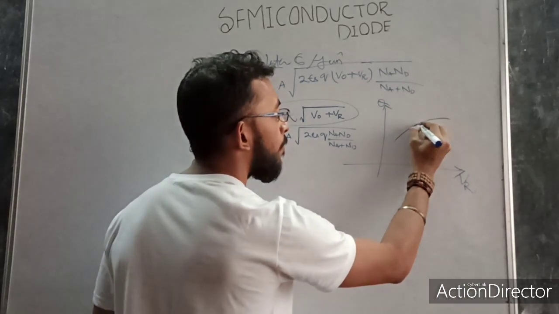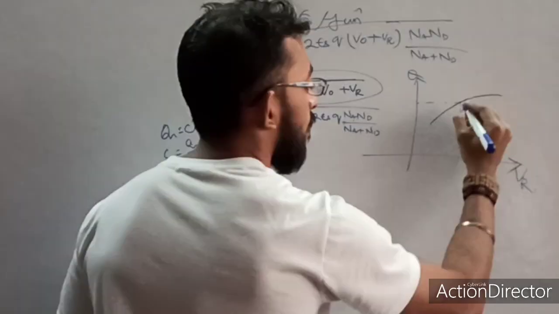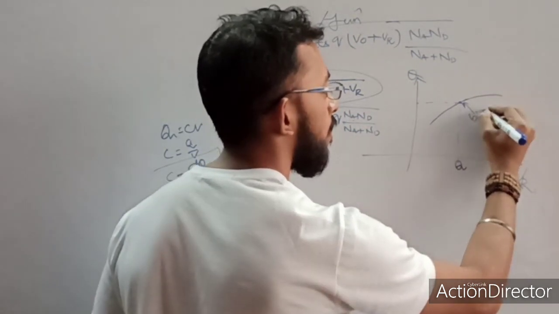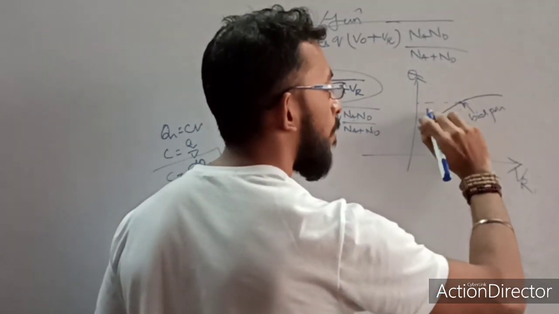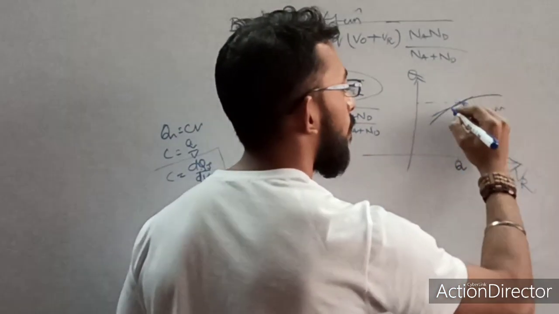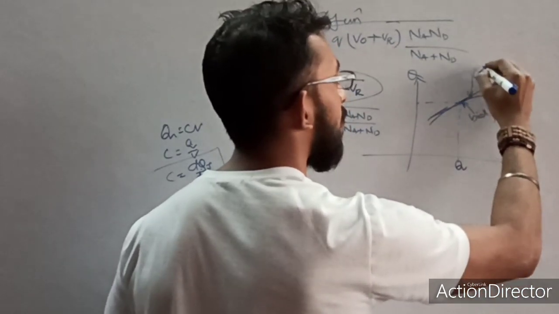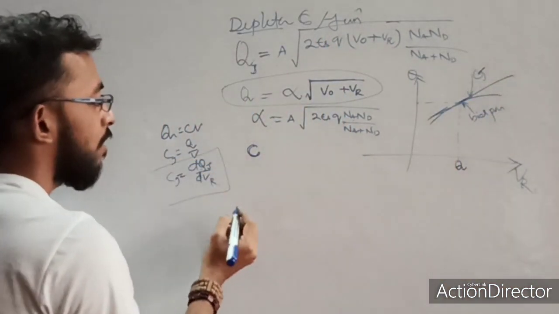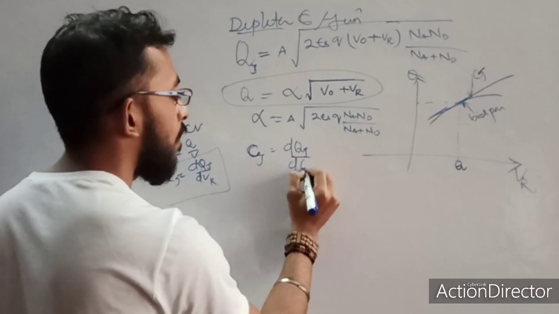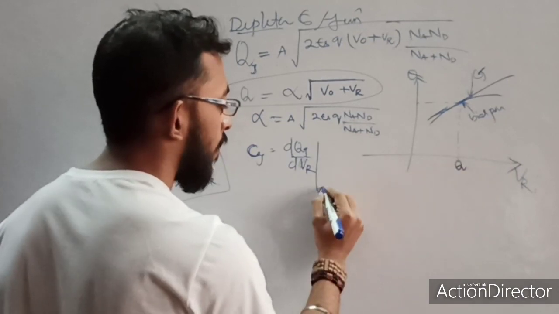For that, I have to take a point over here. This point is the Q point, or we call it the bias point. So the slope of this curve, this non-linear curve, Q equal to alpha times under root V naught plus Vr, what will give me the slope of this curve? It will give me the value of Cj, the junction capacitance. So I have to find my Cj, which is nothing but d of Qj upon d of Vr at the Q point or my bias point.